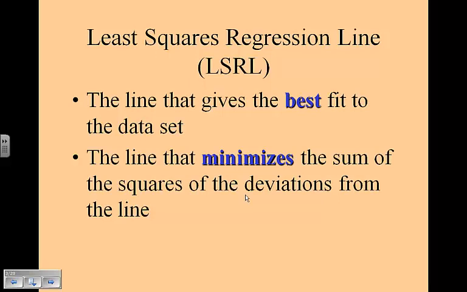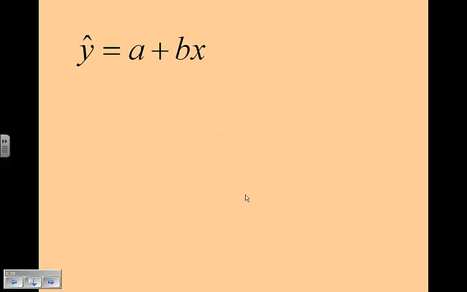Now that sounds kind of complicated, the sum of the squares of the deviations from the line. I'm going to show you a picture in a minute that explains that a little bit better, and we'll probably also be doing something in class to explain that as well. This is the equation for a least squares regression line. The symbol on the y is the y hat, a little hat symbol: y hat equals a plus bx. It is the exact same thing as what you did in Algebra 1 and Algebra 2 when you did y equals mx plus b. The b is the slope, and the a in this case is the y-intercept.